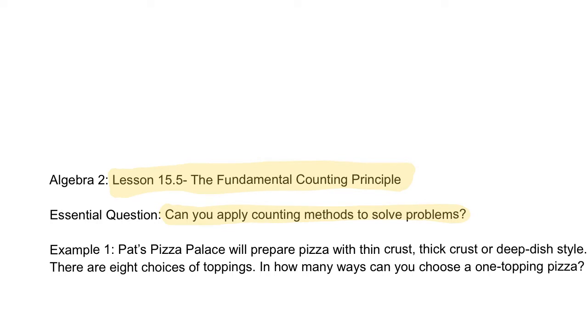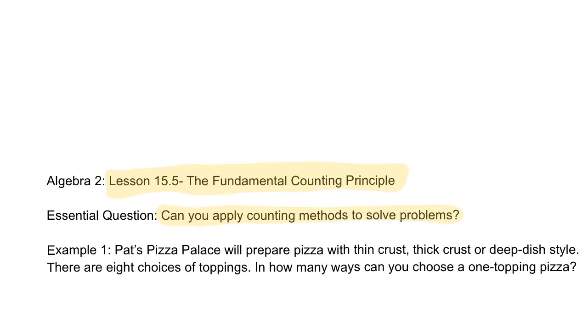It says Pat's Pizza Palace will prepare pizza with thin crust, thick crust, or deep dish style. So they're talking about the crust being thin, thick, or deep dish. And then it tells us that there are 8 choices of toppings. How many ways can you choose a one-topping pizza? Well, if I have 3 different options of crust and 8 different options of toppings, I multiply those and I get 24 different ways.